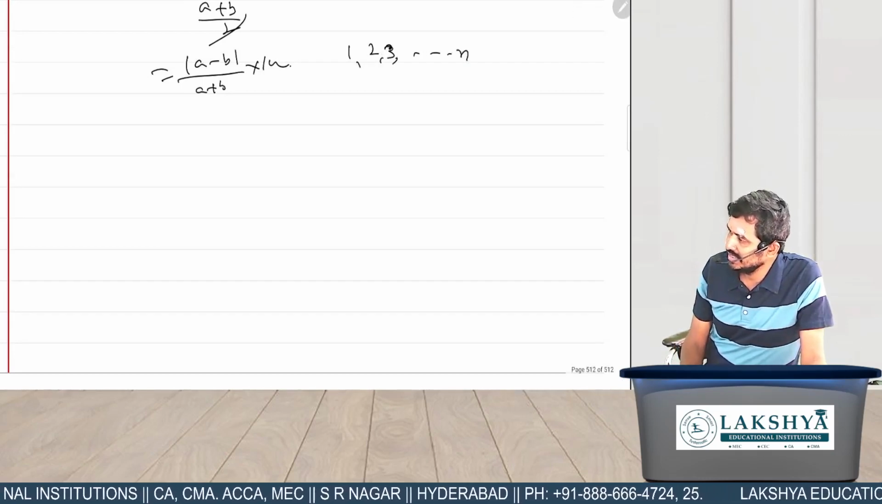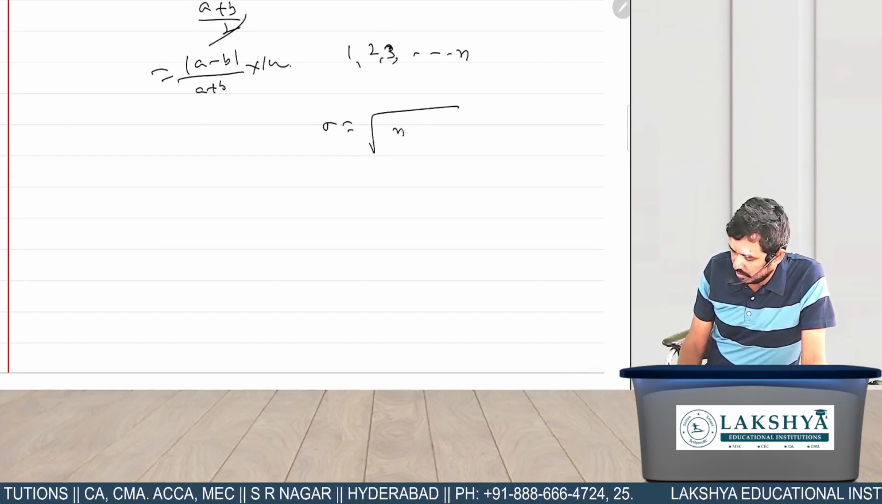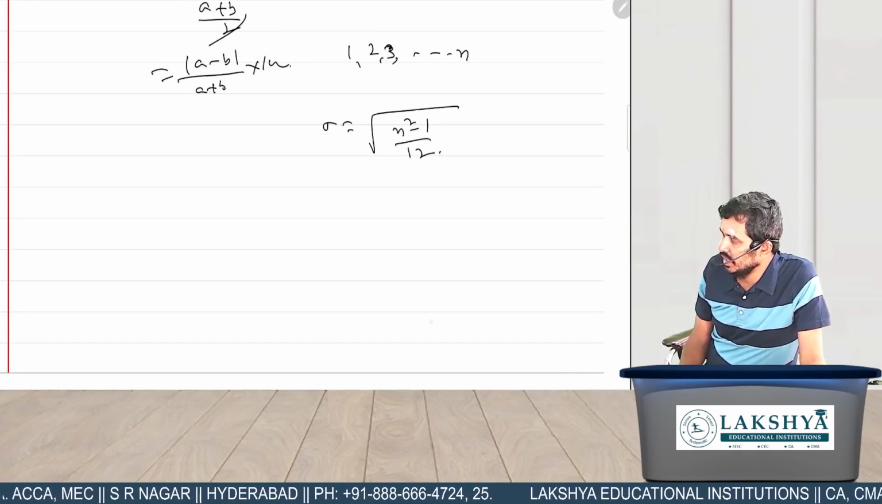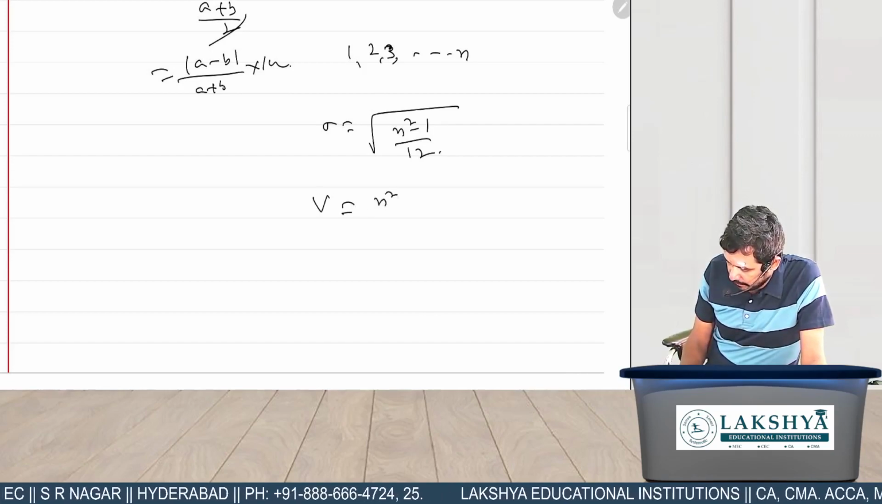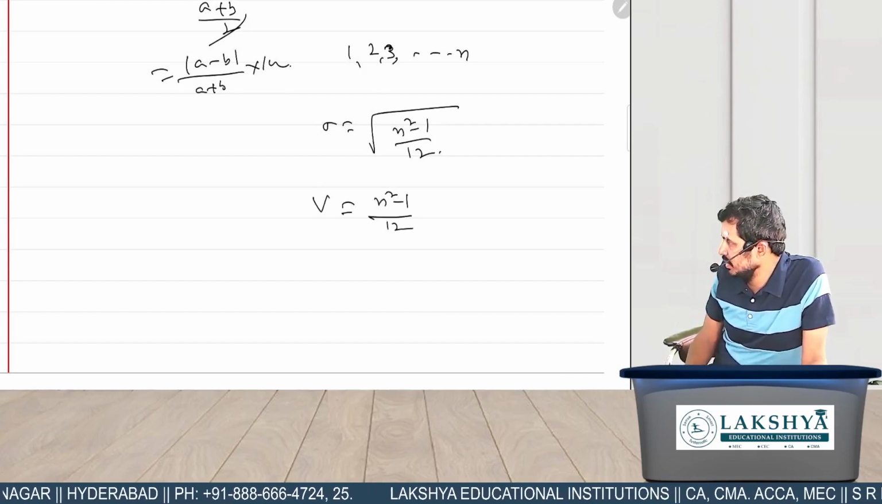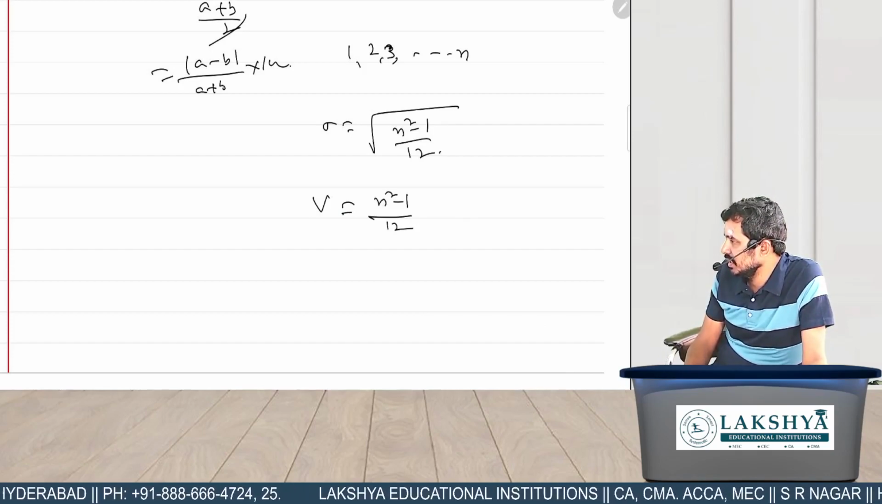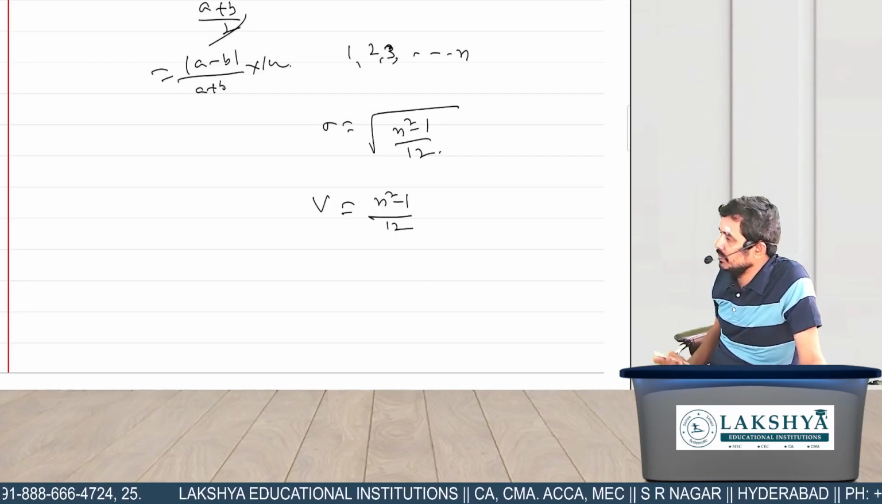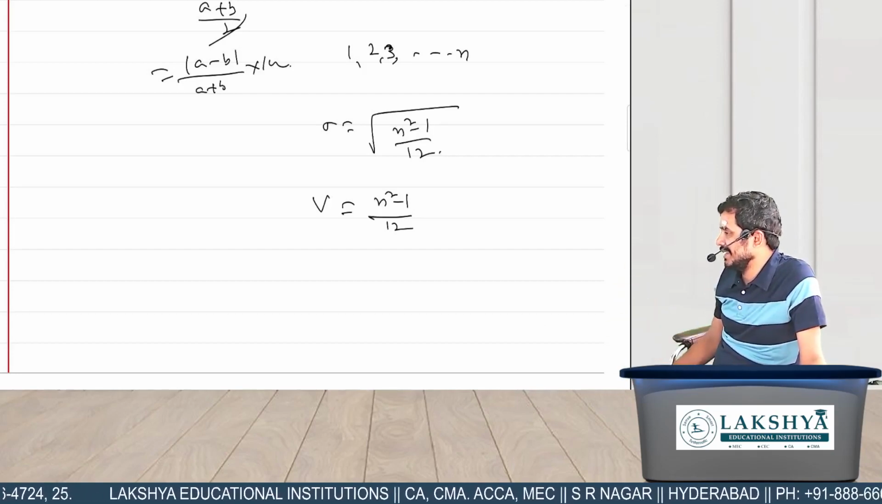Okay, suppose the data is the first n natural numbers, 1, 2, 3, and so on up to n. Then what is the standard deviation? Under root of (n square minus 1) by 12. What is the variance? (N square minus 1) by 12. Clear? Okay, this is the standard deviation of the first n natural numbers, starting 1, 2, 3 and so on.